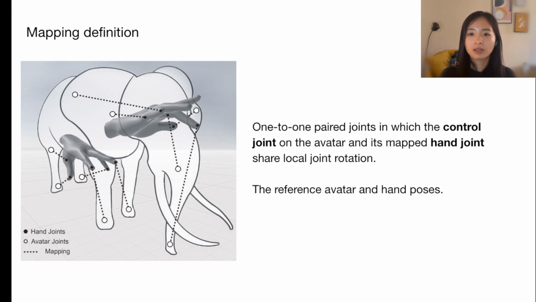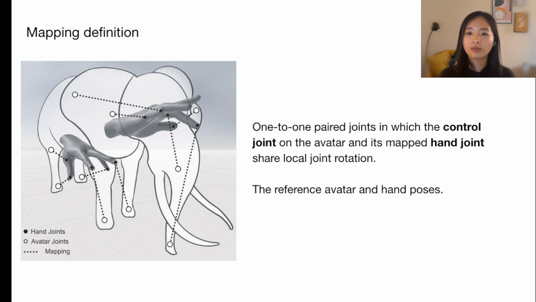The mapping optimized by HandAvatar is defined by a joint-to-joint mapping and the reference pose pairs. The joint mappings map each control joint on the avatar to one hand joint such that the control joint mirrors the hand joint's movement by sharing its local joint rotation.